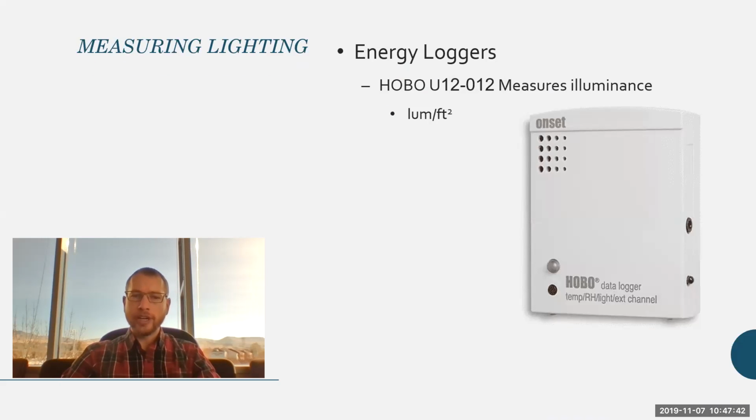In terms of measuring savings from these, I like to use a little Hobo U12012. There are similar sensors out there, but this provides easy data logging. It's very quick to set up. It's got a little button on the top that senses lumens per square foot illumination, foot candles, to sense if the desk is getting enough light with or without artificial light, and to make sure that the lighting schedules are doing what they're supposed to do.